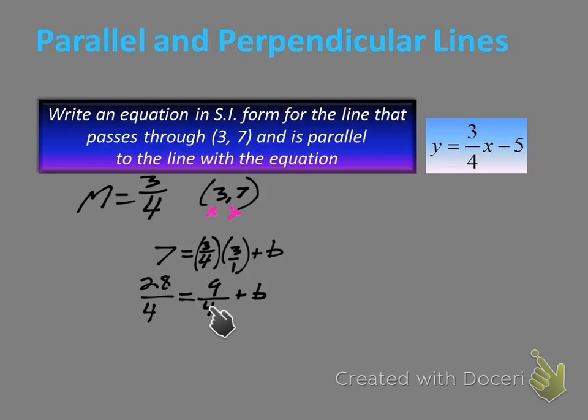Now, subtract over the 9/4, and now all you really need to do is figure out what's 28 minus 9. See how that works out? 19. And don't forget your fourths. Done. No calculators involved.